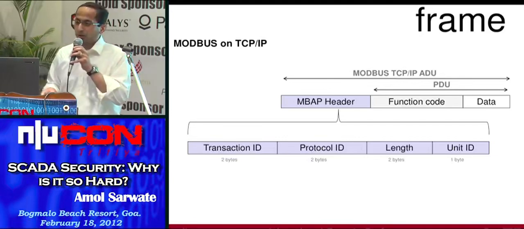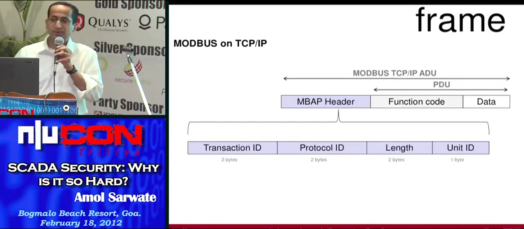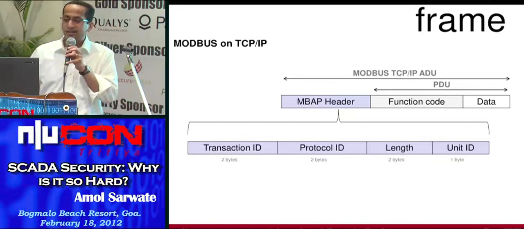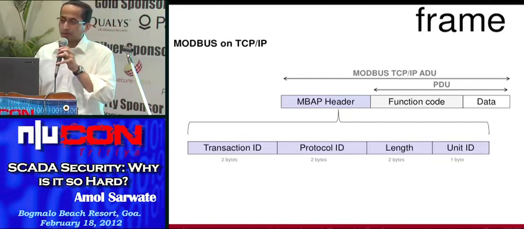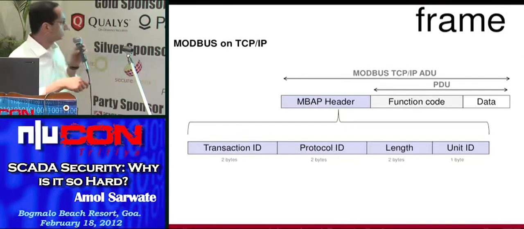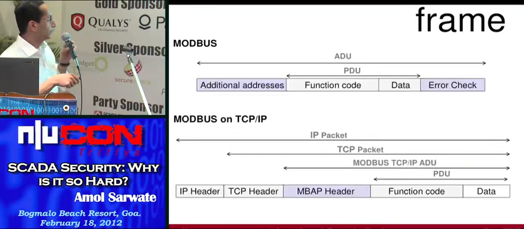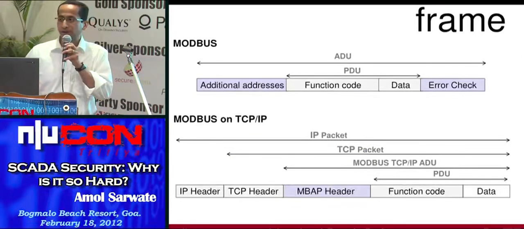Protocol identifier identifies that this is a Modbus protocol. Then length is basically the length of the packet. And unit ID is what unit this message is supposed to go to. So if I just go back a little, here is the Modbus client. It will send the packet here and say, give me temperature on unit number 5.